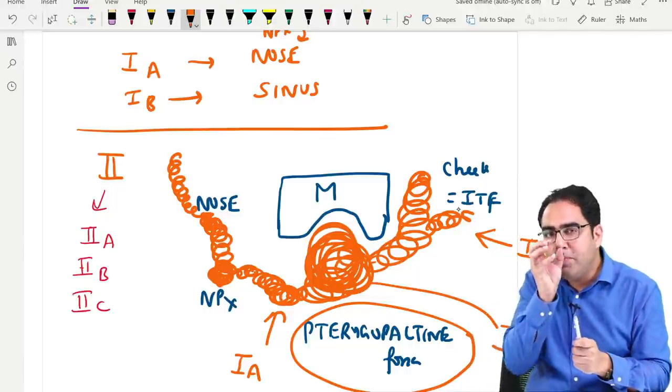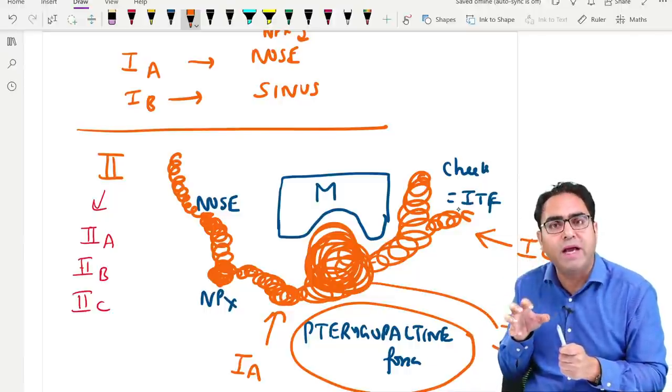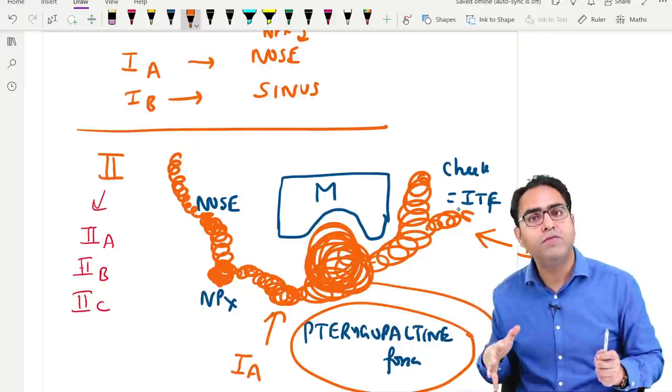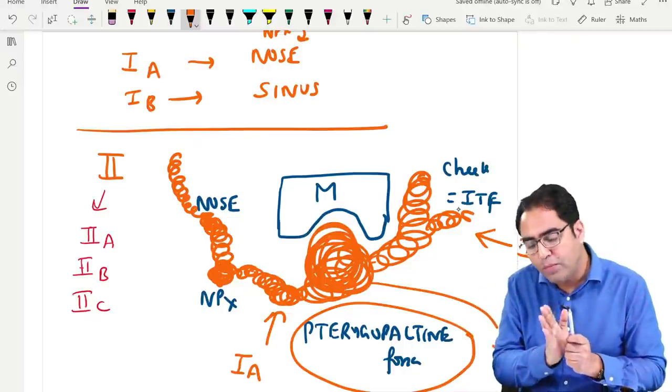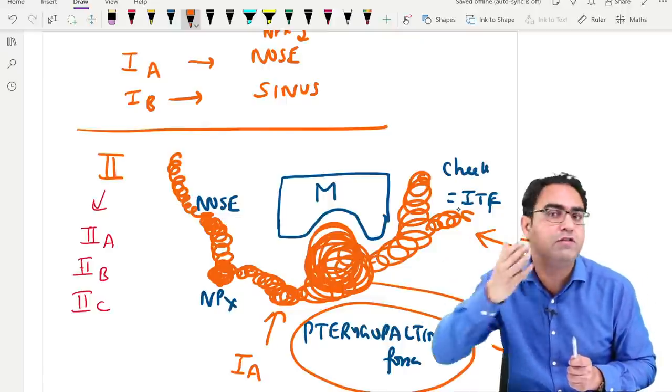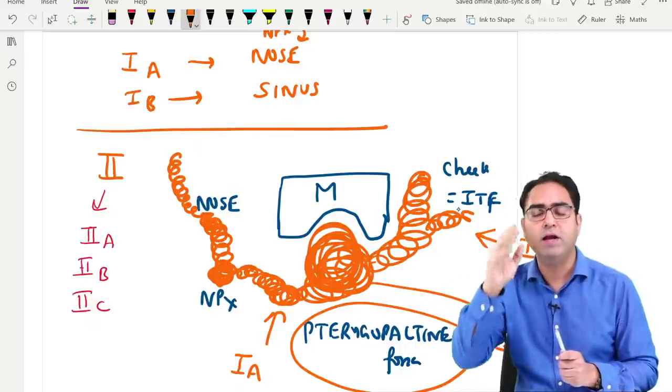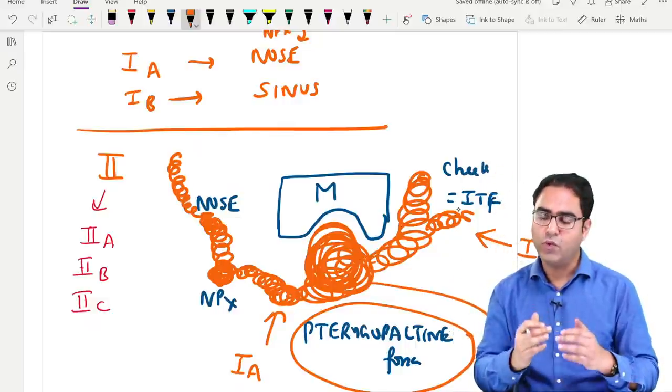Minimal involvement of the pterygopalatine fossa behind the maxilla is 2A. Then frank involvement of the pterygopalatine fossa, 2B. But if it goes from the pterygopalatine fossa to the infratemporal fossa, which is the cheek side over here, it's 2C. And if it goes to the brain side, beta, it is stage 3. Okay, stage 1, stage 2, stage 3.